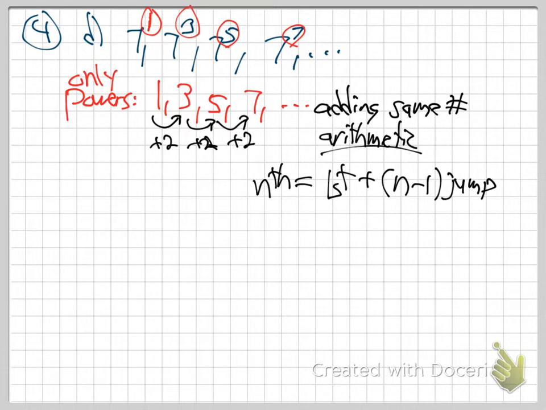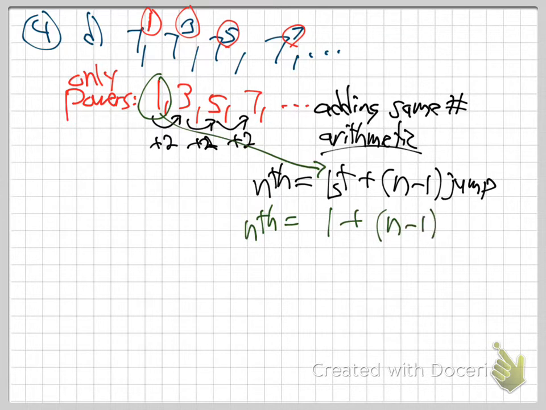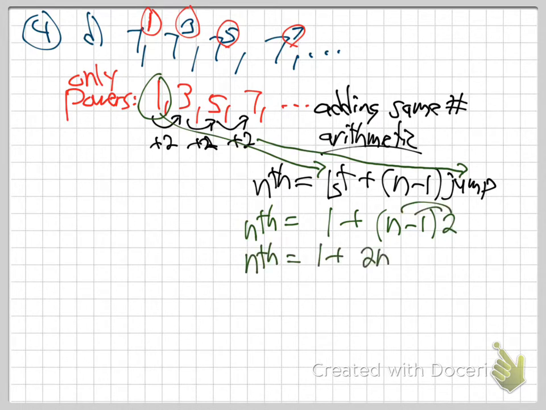So let's try it. The nth term will be the first term. What's the first term? 1, plus n minus 1 times, what's the jump? That's the 2. All right, so the nth term is, distribute, 2n minus 2. And so the nth term is 2n minus 1, right? 1 minus 2 makes minus 1, so 2n minus 1.